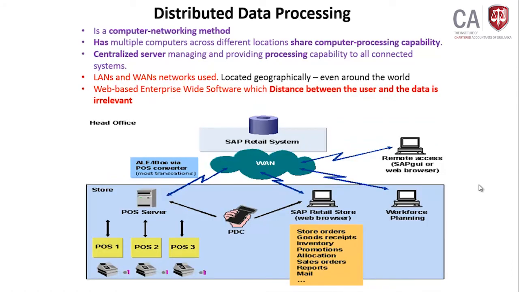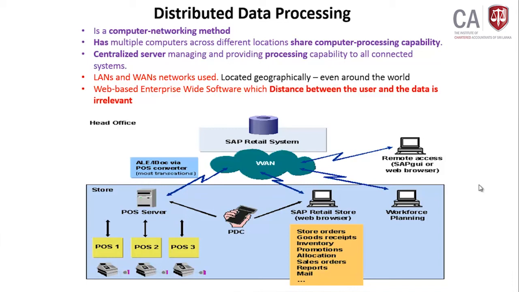Distributed data processing. So what is distributed data processing? It's a computer networking method, right? Multiple computers across different locations share computer processing capability. A centralized server manages and provides processing capability to all connected systems. So there are different connected systems. See, remote access, SAP is there, workforce planning, SAP retail store is there. This is the SAP retail system.